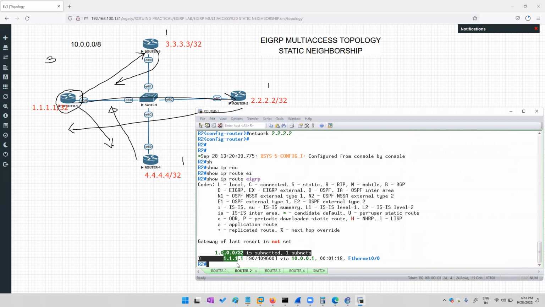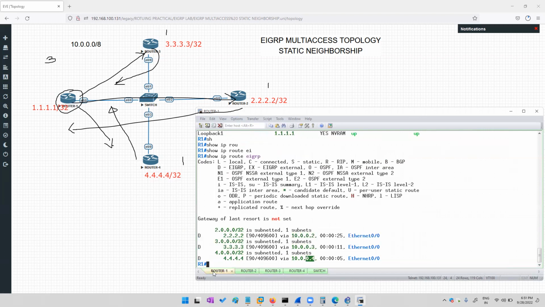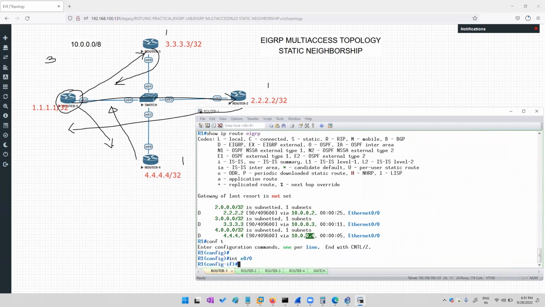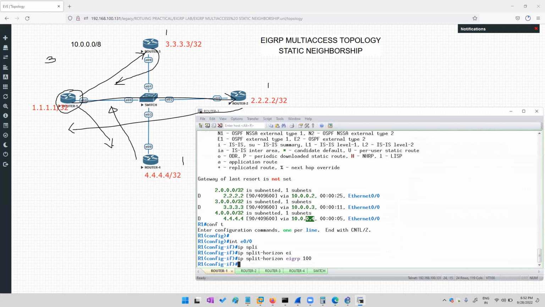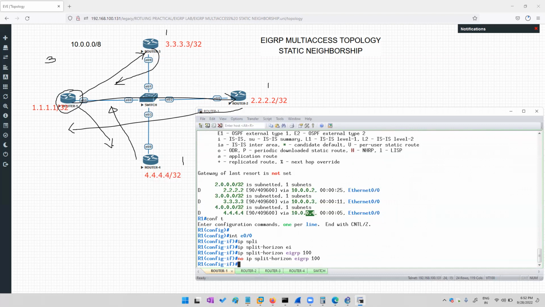So an update never gets forwarded from R3 to R1. It is possible to forward, but R1 would forward to the R2 and R4 side. No. So how do we break this rule? Because the split horizon rule is in effect, the same update is never received. So on R1's interface E0/0, disable the split horizon rule. How to disable? IP split horizon EIGRP 100, enter. That enables it. If I say no IP split horizon EIGRP 100, then it is disabled.